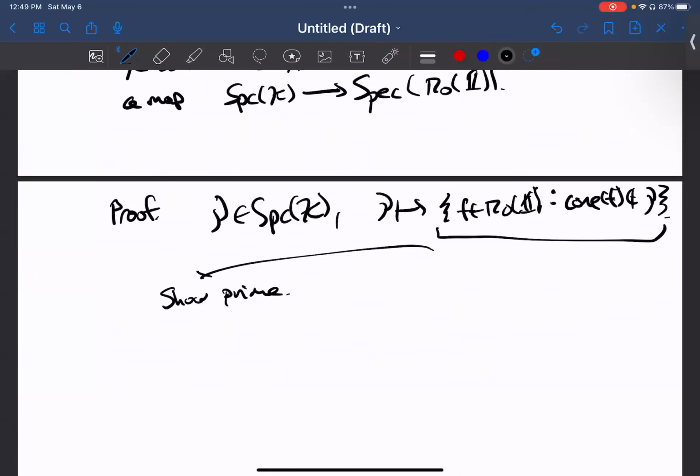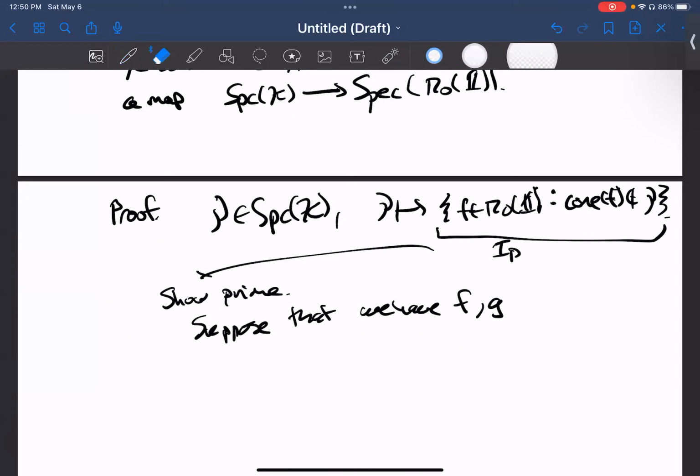To see this, we're going to suppose that we have f and g is an element. Let me call this ideal IP. Well, I guess it's a priori not an ideal, but let's show it's an ideal. So we have f, g is an element of IP. Actually, I think this one is probably a bit harder, so let me do this last. We take f in IP and g arbitrary, an element of pi0 of 1.